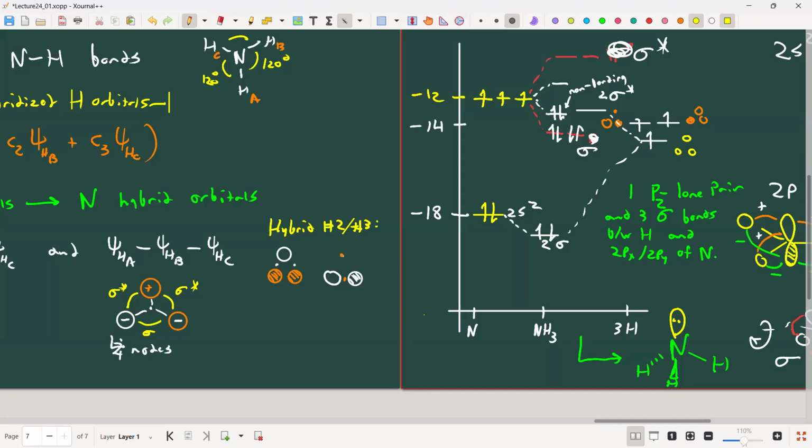Okay. So that's molecular orbital theory for now. So we'll finish up some advanced stuff. We'll basically rederive organic chemistry from the ground up next class. And we're done.